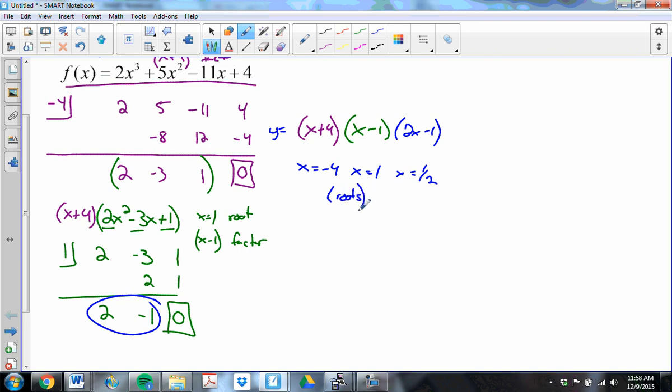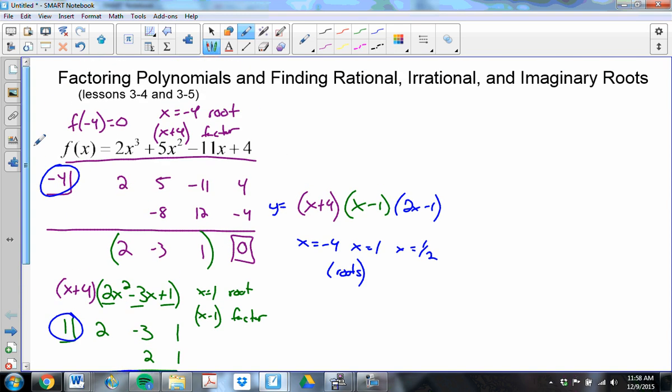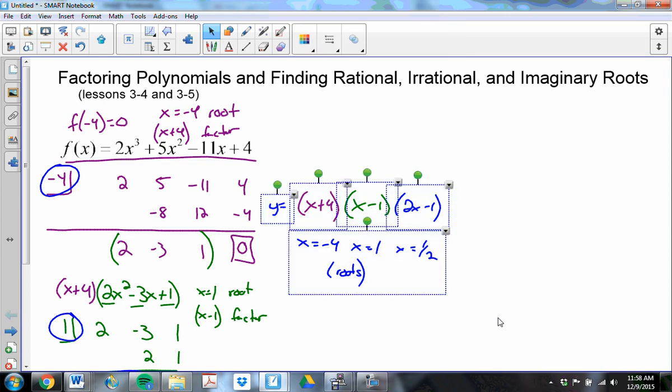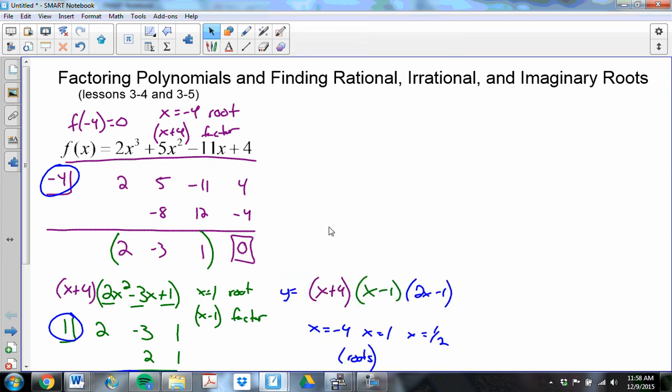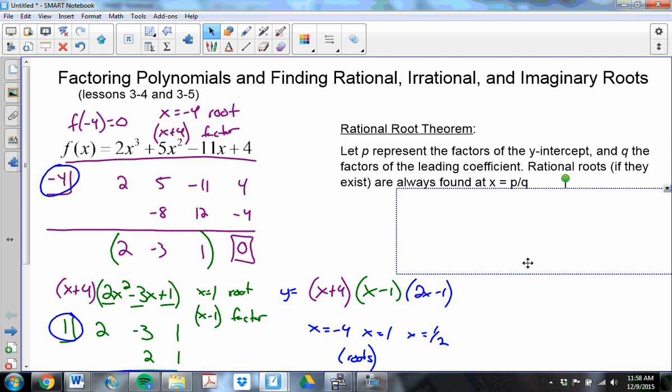Well, the trick here is I knew in advance what these values were. I knew that the roots were already -4 and 1, but the question is, how can you know that? How can you find those in advance? Otherwise, it doesn't really help you at all. Well, the really cool little trick is called the rational root theorem.